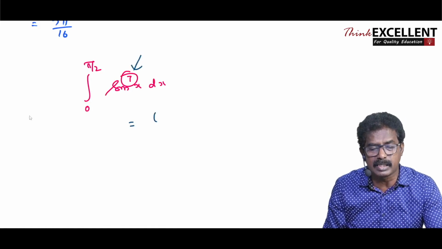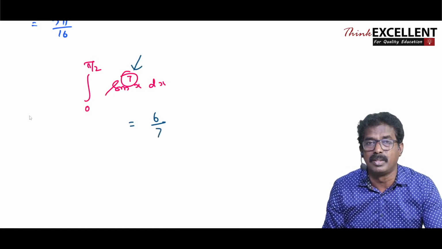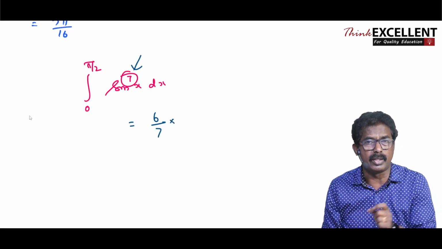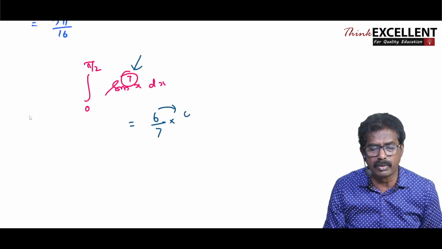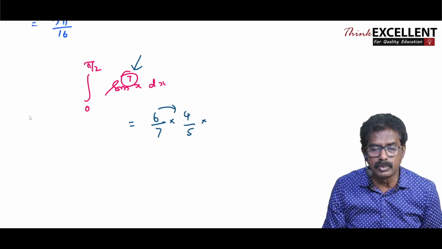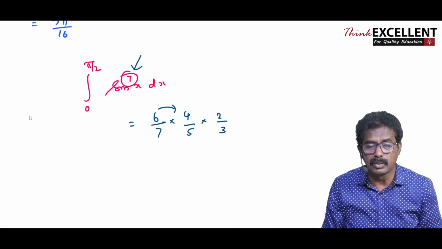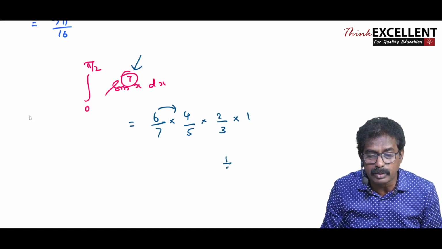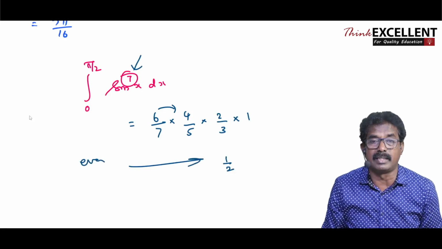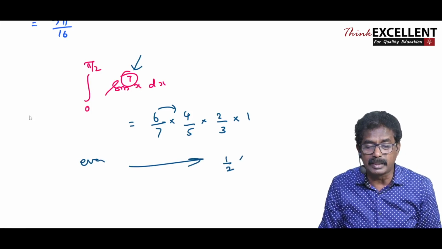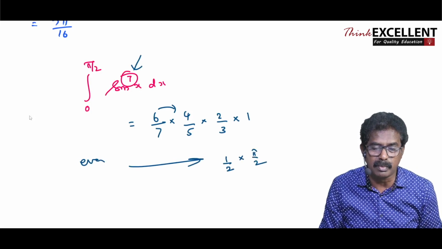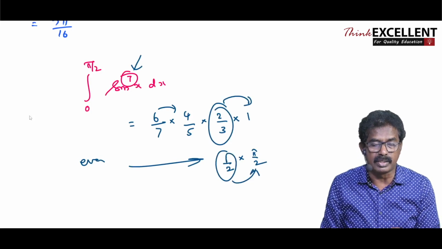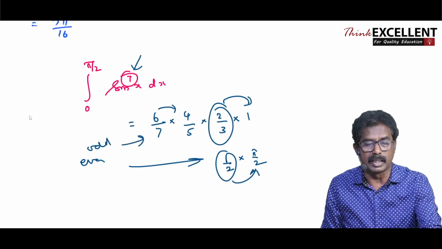If the power is 7, you write 6 by 7. You see the power, reduce 1. Now reduce 2 in the numerator and reduce 2 in the denominator. Reducing 2 here you get 4, and here you get 5. Again reducing 2, you get 2 by 3. If you get 2 by 3, you write into 1 and stop. Suppose when you reduce like this, if the power is even, you will reach 1 by 2. If you reach 1 by 2, you write into pi by 2 and stop. So remember, if it is 2 by 3, into 1; if it is 1 by 2, into pi by 2. If it is odd, you will get the first one. If it is even, you will get the second one.